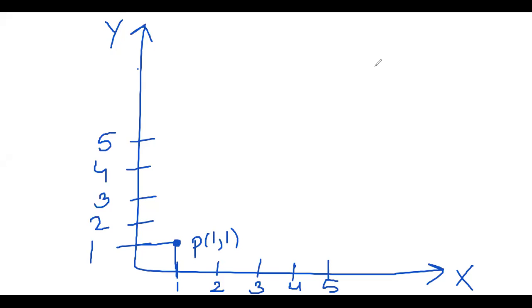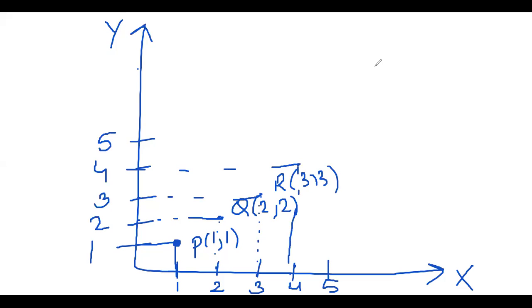P 1 comma 1. Next is Q, 2 comma 2, x2, y2. R is 3 comma 3, x3, y3. Then S is 4 comma 4, x4 and y4, so that is this point.